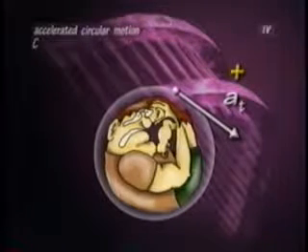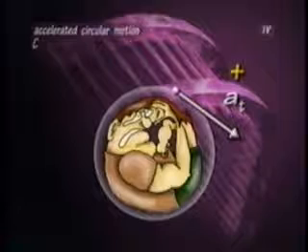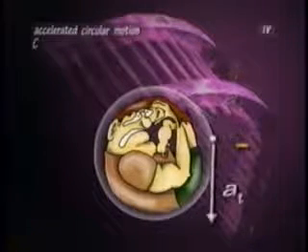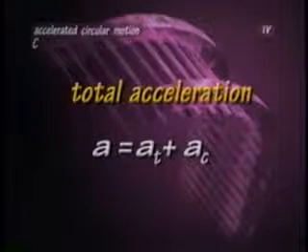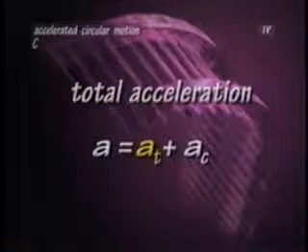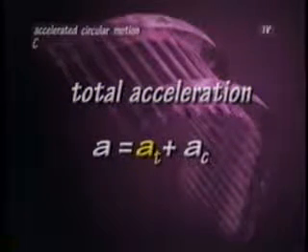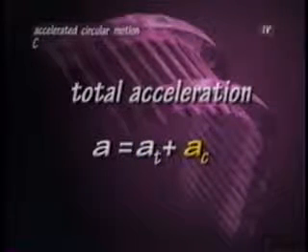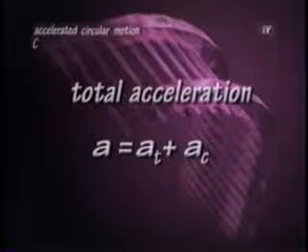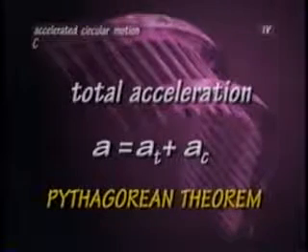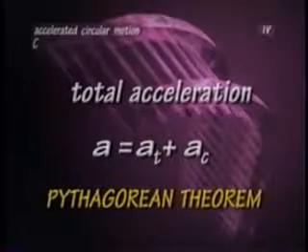The tangential acceleration is positive if the object's velocity increases, and negative if the object's velocity decreases. The total acceleration of the object is the vector sum of the tangential acceleration and the centripetal acceleration. Remember that we can't add vectors using the regular old way. To find the magnitude of the vector sum, use the Pythagorean theorem.